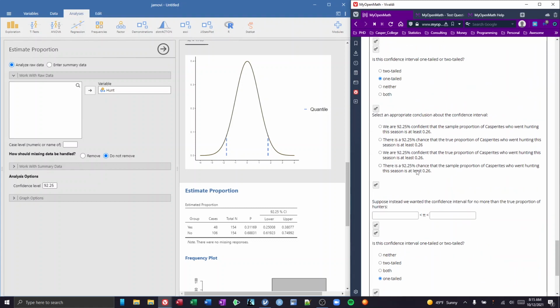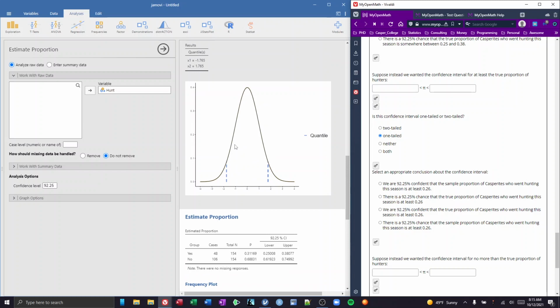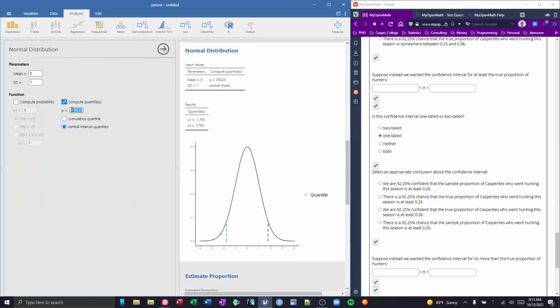Okay, so for up here, when we see that we have the confidence for at least, let me try to get this to show you an example of what this is going to look like. If we say at least, we want to put all of the interval on one side because we want to be from this lower portion and all the way higher.